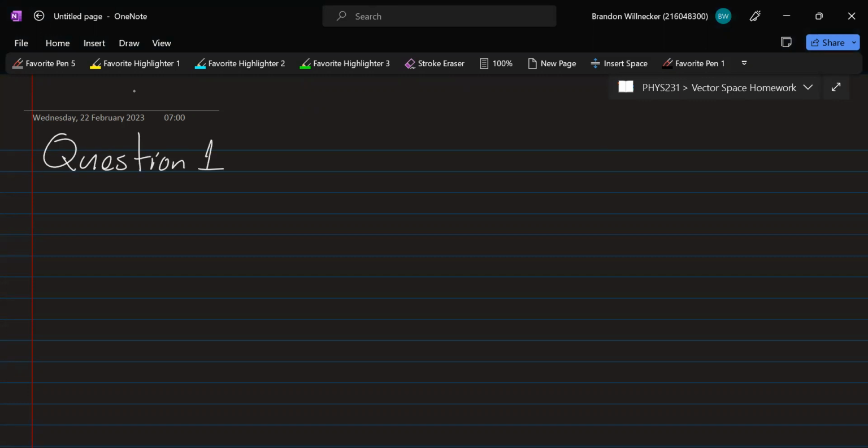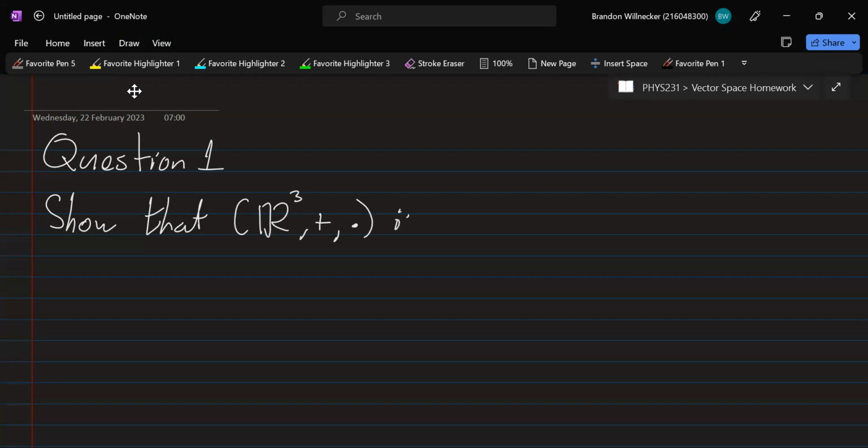Okay, so question 1 was to show that R3 with the defined addition and scalar multiplication is a vector space. So show that R3 with the addition and the scalar multiplication that I mentioned is a vector space. Okay, so let's first show that the addition operation satisfies the properties: the commutativity, associativity, neutral element, and inverse.